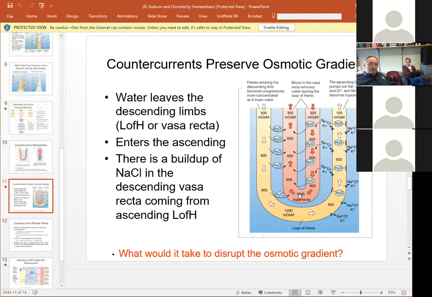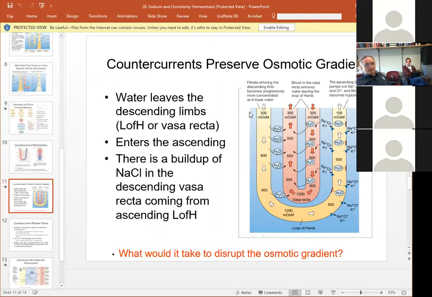helps prevent loss of the osmotic gradient in the interstitial fluid. The fact that this is getting concentrated and is roughly in equilibrium with this helps preserve this concentration gradient. That is the main reason to think about countercurrent. It preserves the osmotic gradient.